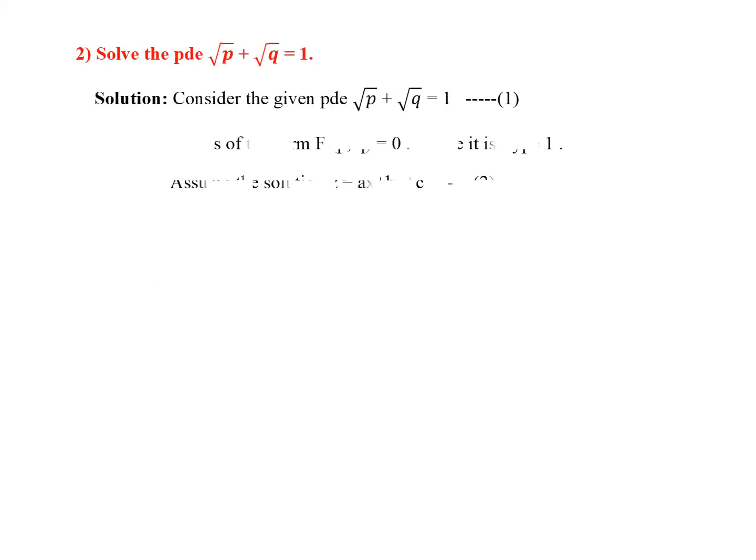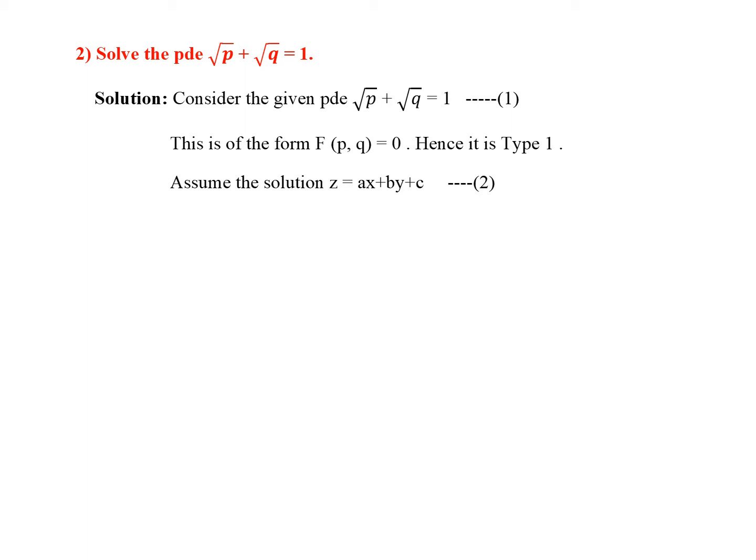Moving on to the next problem. Solve the PDE root P plus root Q equal to 1. Again look at this equation. Is it not a first order PDE? Because it has only the first order partial derivatives P and Q. So a first order PDE comes under any of the 6 types. How do we say it is of type 1? Because the equation has only P and Q, so it is of the form f of PQ equal to 0.